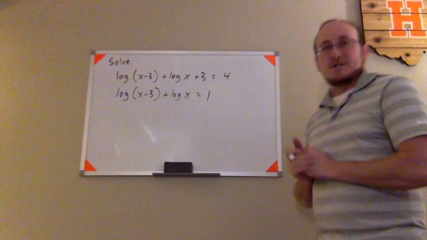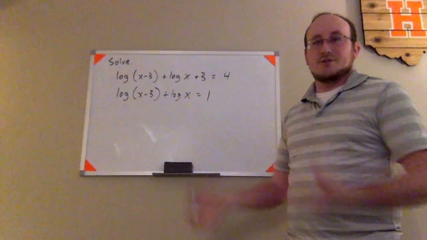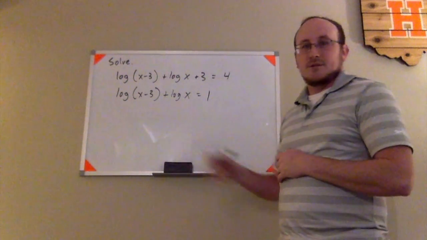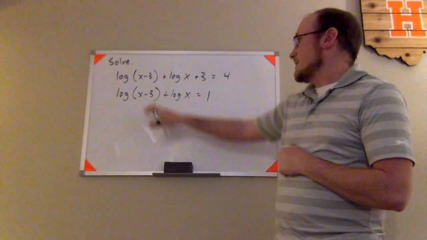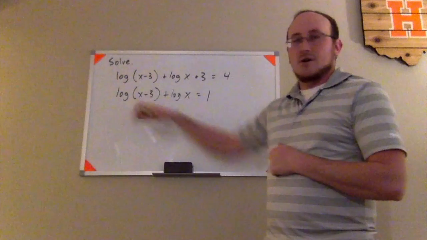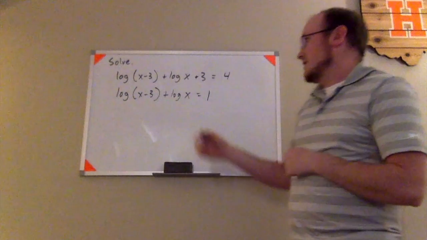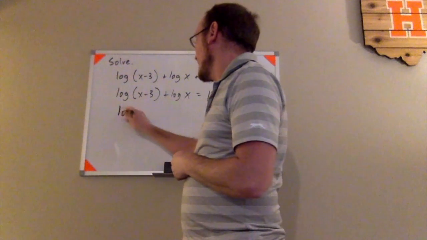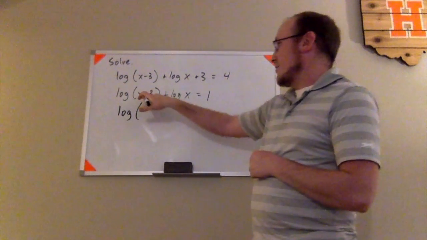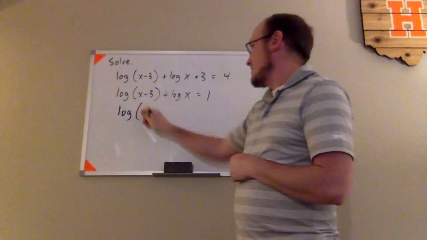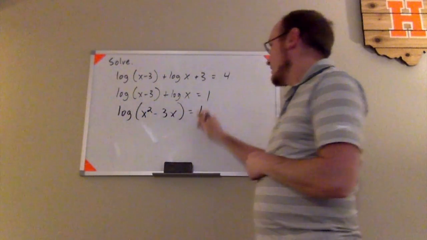So now, how do we continue from here? In the other example, we converted to exponential form and then solved from there. But we have multiple logarithms. So before we can convert to exponential form, we have to use our properties of logarithms to condense these two logarithms back into a single logarithm. We had the product property that told us how to do so. So this should become log of the product of these two pieces. Multiplying x minus 3 times x gives x squared minus 3x, which is equal to 1.